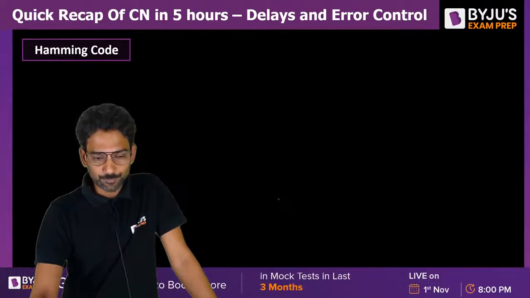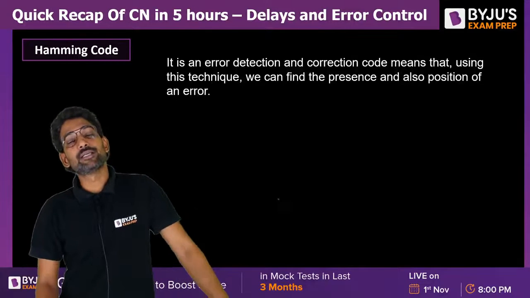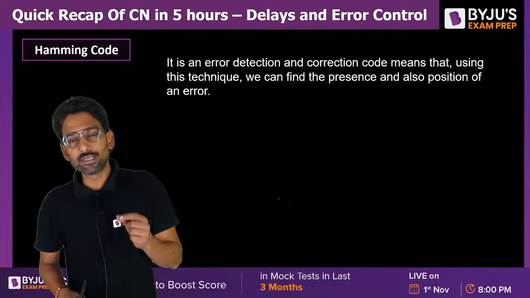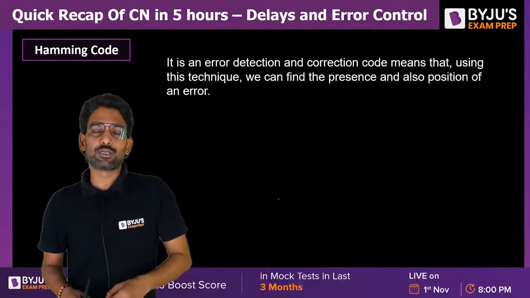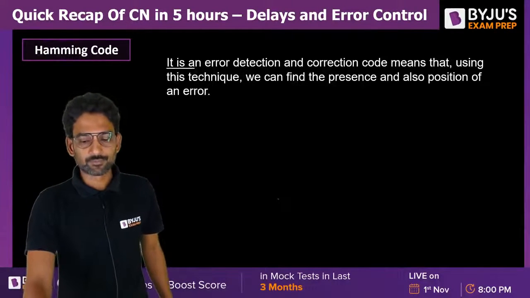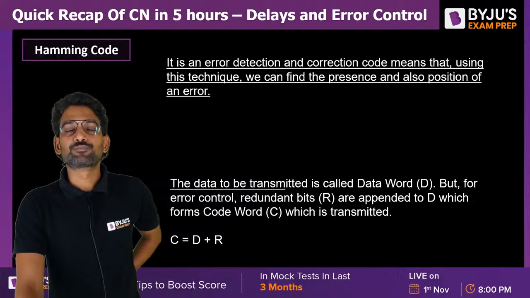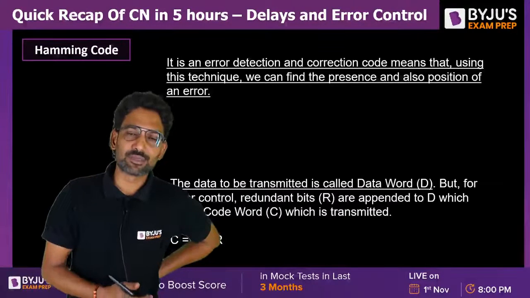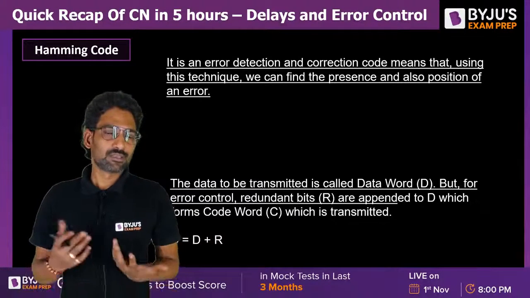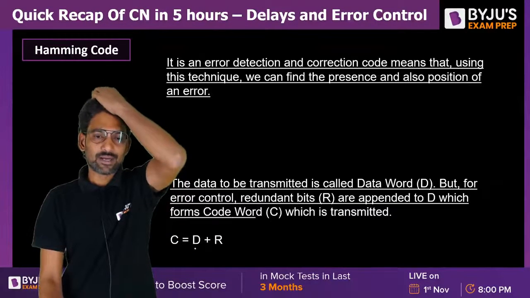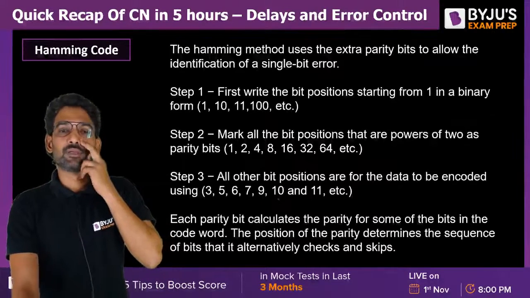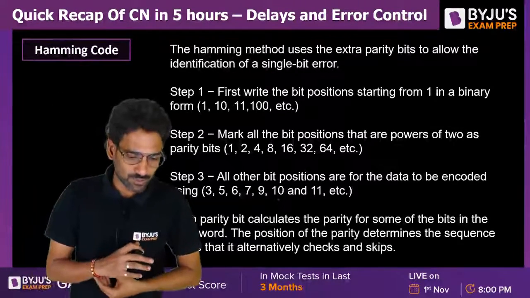Now moving on to Hamming code. It is a detection and correction code, dear friends. That means it will not only tell you whether an error is present or not, but also tell you which bit is in error. Right? Now we know what you want to transmit, that is the data word. What you transmit is the code word. So what is the difference? For the data word, you will append redundant bits. So what does this Hamming code say.